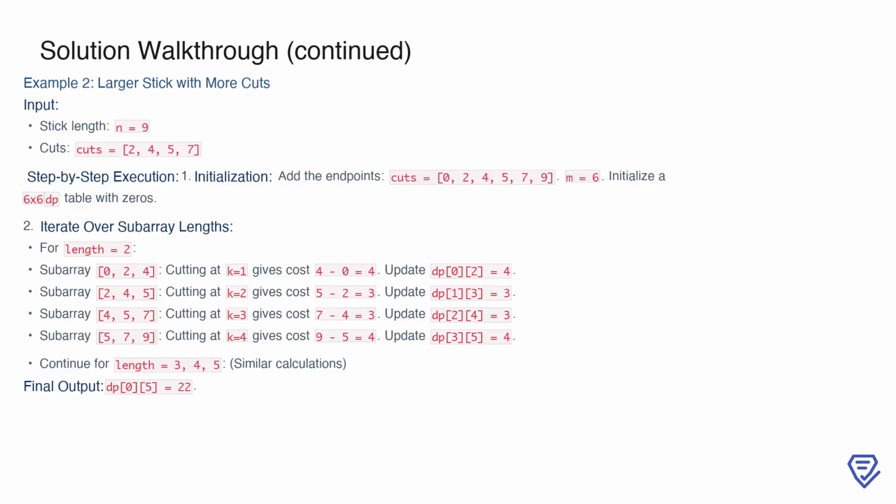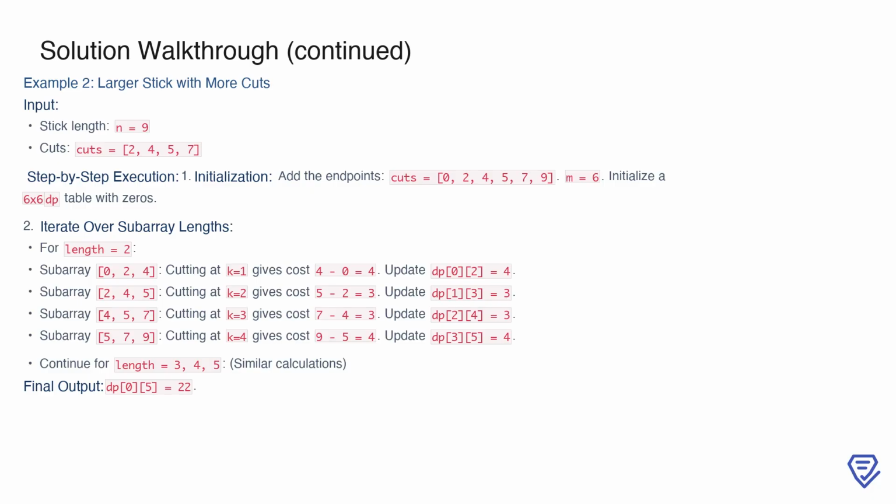In this example, the stick is longer, with a length of 9, and we have more cuts at positions 2, 4, 5, and 7. Adding the endpoints gives cuts equals 0, 2, 4, 5, 7, 9, resulting in 6 points. We initialize a 6 by 6 dp table to calculate the minimum costs.